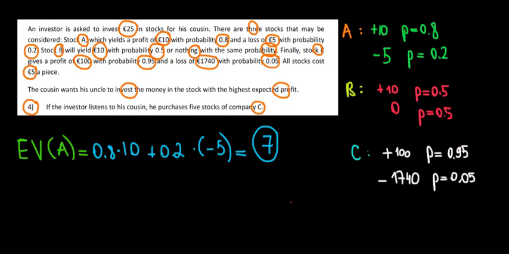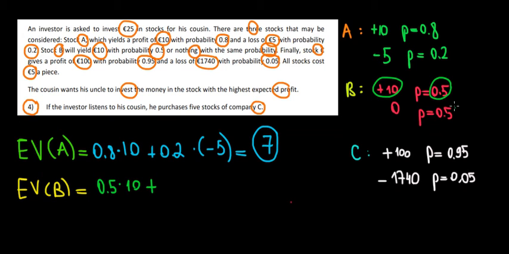Now let's replicate the same for stock B. The expected value of stock B is gonna be the following. We will have a 0.5 probability of getting 10 in profit. So we would have 0.5 times 10 plus the remaining probability of 0.5 where we get 0. So 0.5 times 10 plus 0.5 times 0 is gonna be equal to 5. This is a 5.